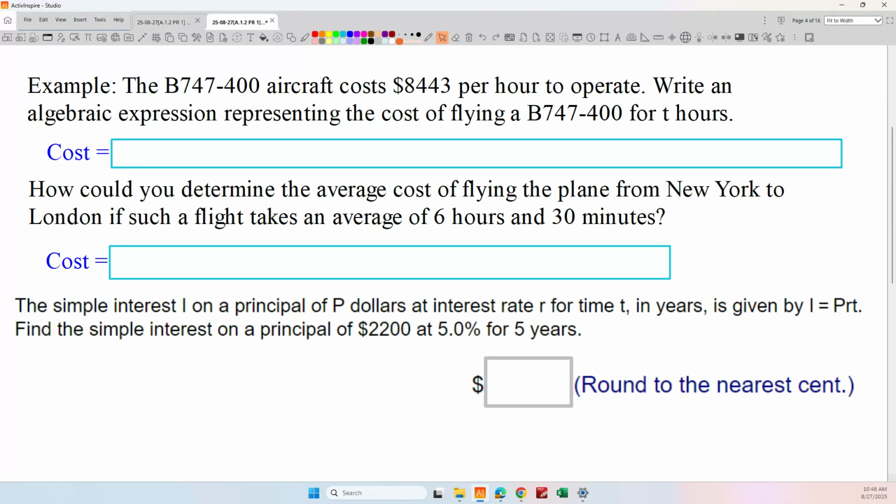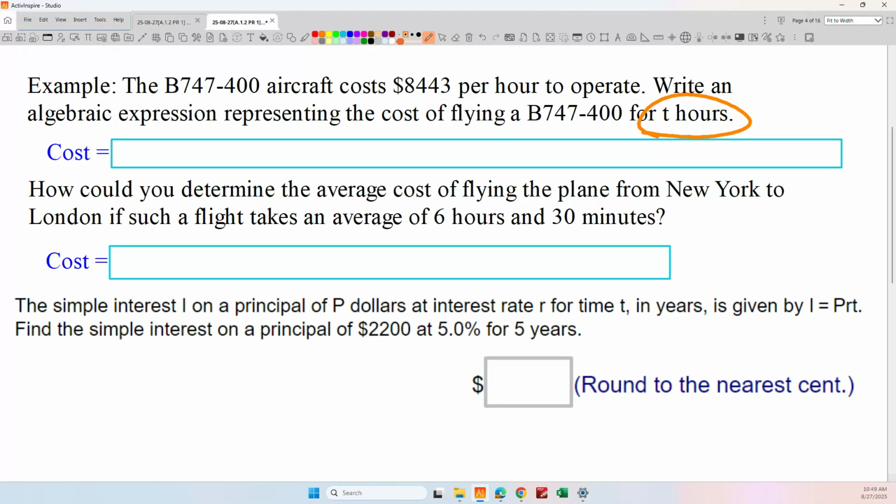So the 747-400 aircraft costs $8,443 per hour to operate. Write an algebraic expression representing the cost of flying the 747 for T hours. What in the world does that mean, by the way, for T hours? Yeah, what's T here? It's a variable. And what does it represent? The amount of hours we're flying.